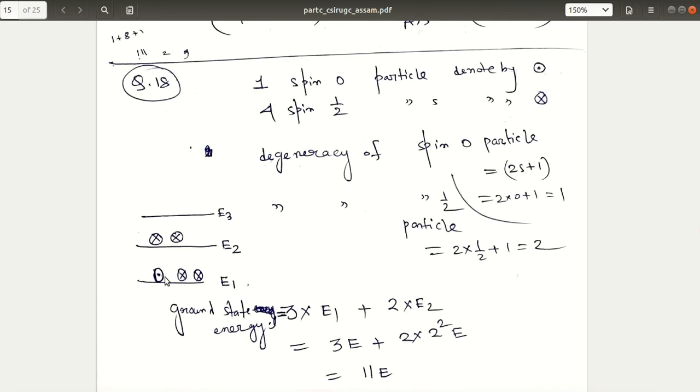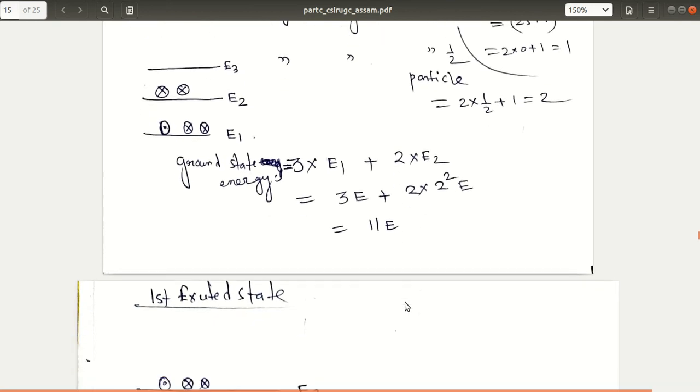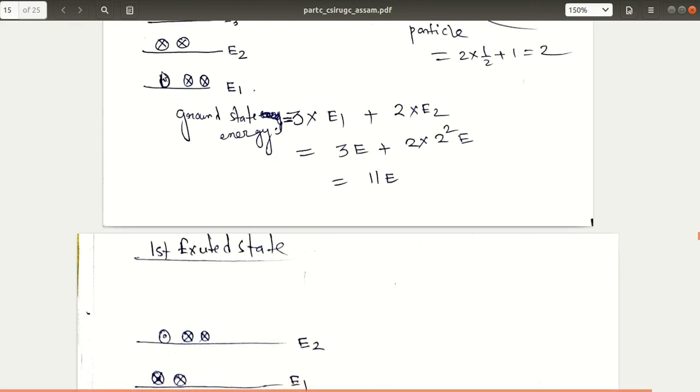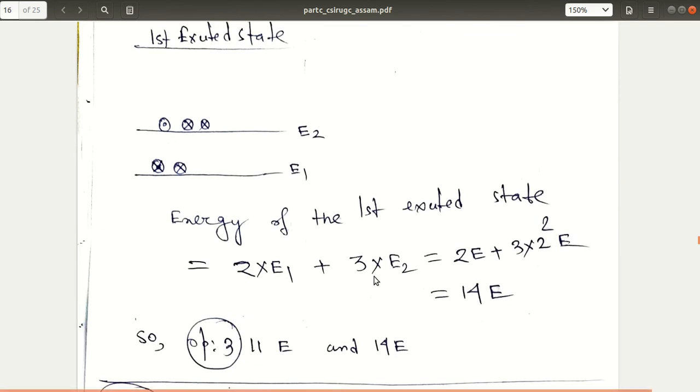So for the ground state, as you can see, this spin zero particle and 2 spin half particles are in E1, and in E2 we can put these 2 spin half particles. So the total energy will be 3 into E1 plus 2 into E2, so 3E plus 2 into 2 squared into E, so 11E. And for the first excited state, we can just place this spin zero particle in E2, so it will give you 2 into E1 plus 3 into E2, so it will be 14 into E. So option 3 will be correct.